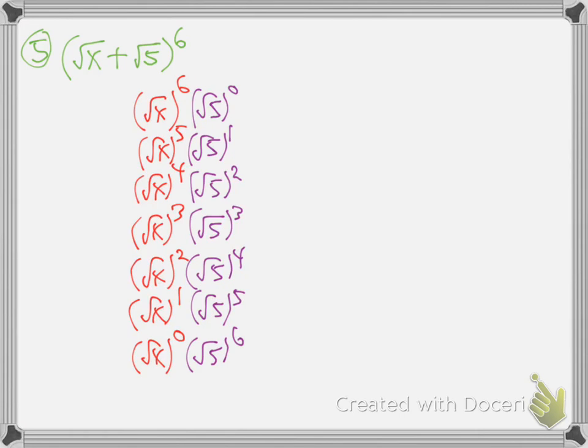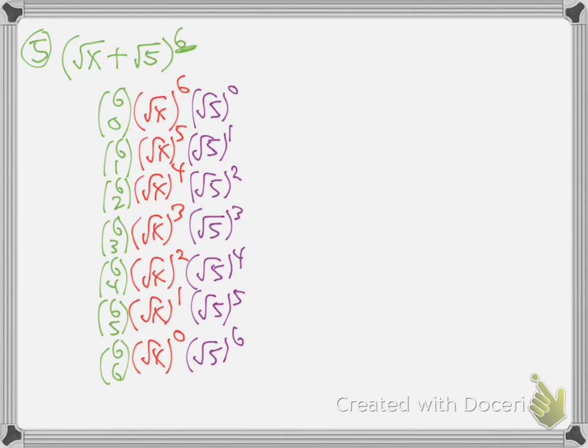Like that. And then we got to put the coefficients in the front. You start with whatever your power is, so it's 6 in this case. 6 choose 0, 6 choose 1, 6 choose 2, 6 choose 3, 6 choose 4, 6 choose 5, 6 choose 6. And then you use your calculator or by hand or by Pascal's triangle to figure out what those coefficients are. What is 6 choose 0? It's 1. 6 choose 1 is 6. 6 choose 2, 30 divided by 2 is 15. And 6 choose 3 is 20.